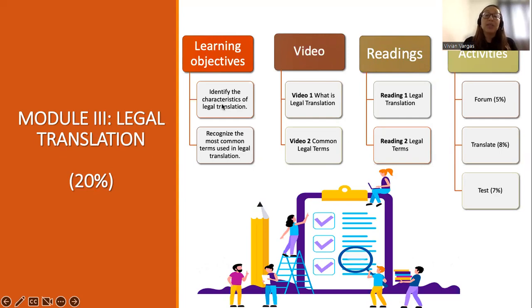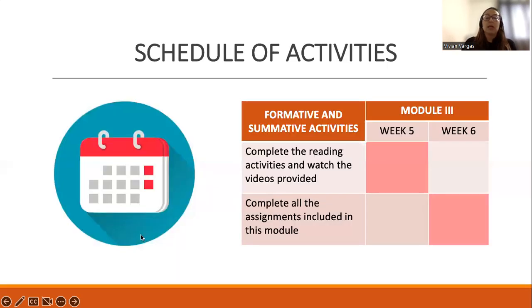The learning objectives of this class are to identify the characteristics of legal translation and recognize the most common terms used in legal translation. For this, we will check our videos, our readings, and then you will have your activities that are going to be the forum, the translation, and the test. The schedule of activities, one more time, is 2 weeks. In the first, you complete all the activities provided, and then we work on the assignments.